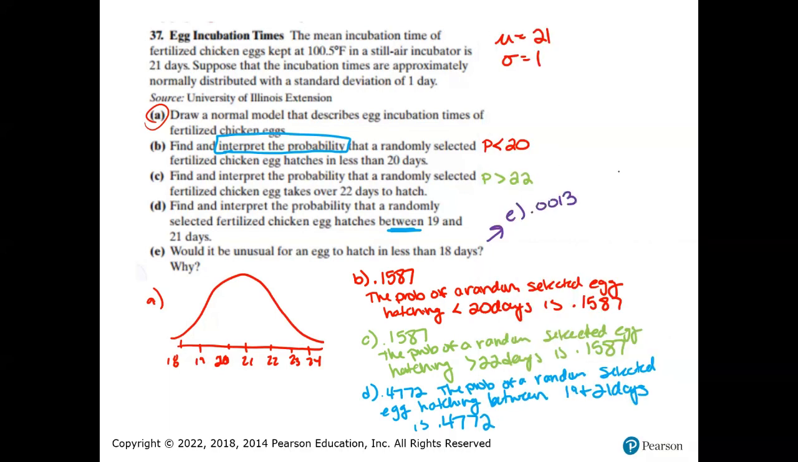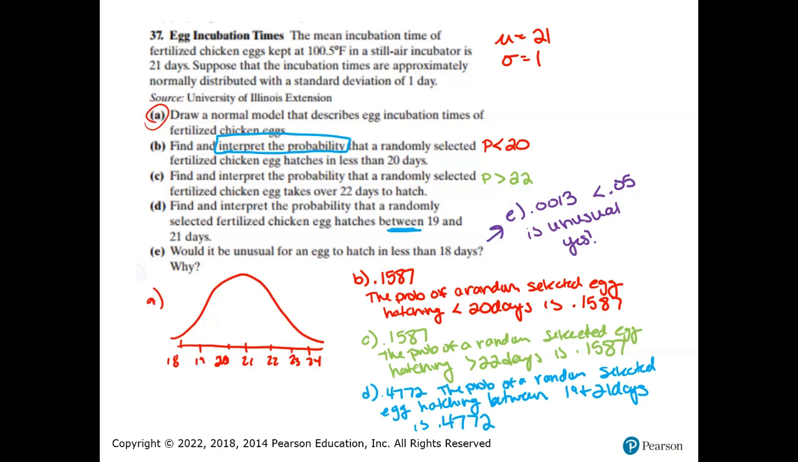So is that considered unusual? Yes. Okay. Anything less than 0.05 is unusual. So 0.0013 is less than 0.05. So yes, it is unusual.